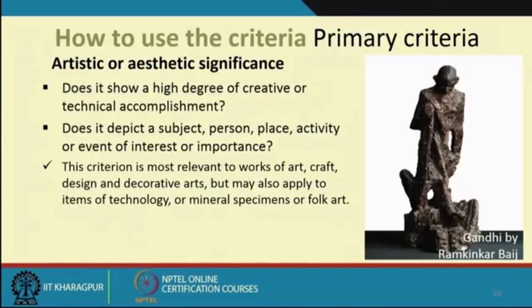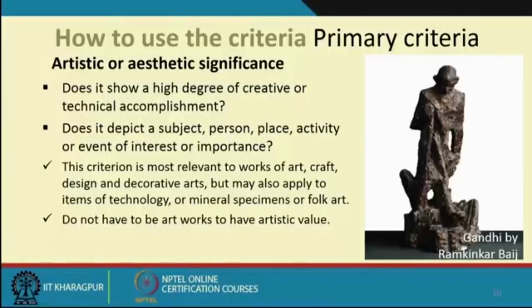This criterion is most relevant to works of art, craft, design and decorative arts, but may also apply to items of technology or mineral specimens or folk work. So, this artistic aesthetic significance can be a small object, or a structure, or a building, or a painting, or anything. So, it has a larger connotation and one has to see that in relation to all these aspects.